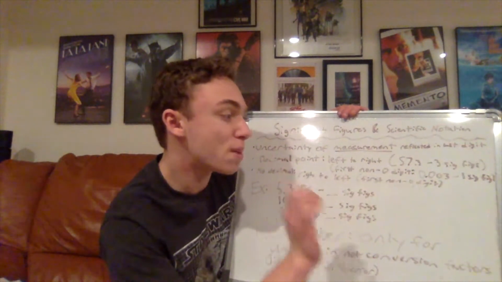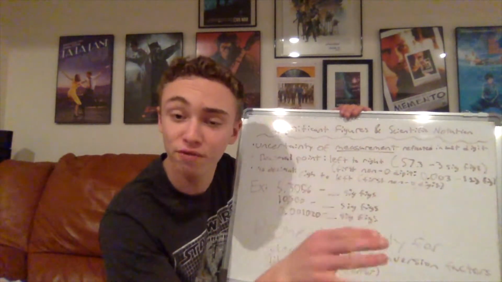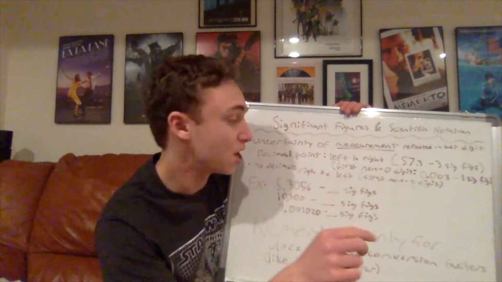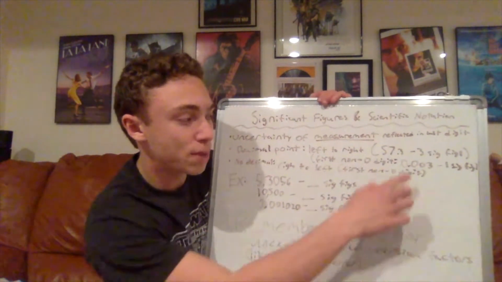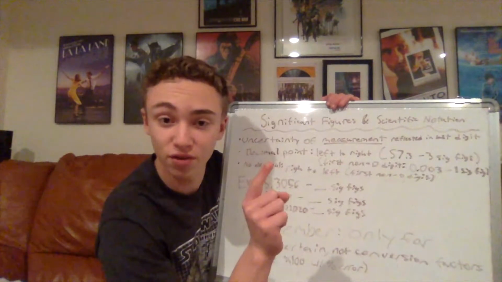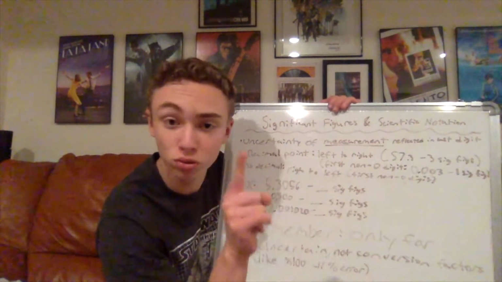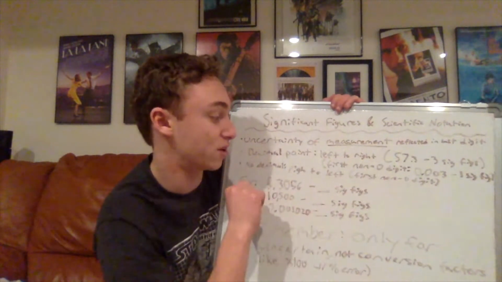Then remember, with counting significant figures, it always starts with the first non-zero digit. So for a number like 0.003, that's going to have only one significant figure because the zeros don't count. Those three zeros, they don't count. Only the 3 counts. So there's only one significant figure.